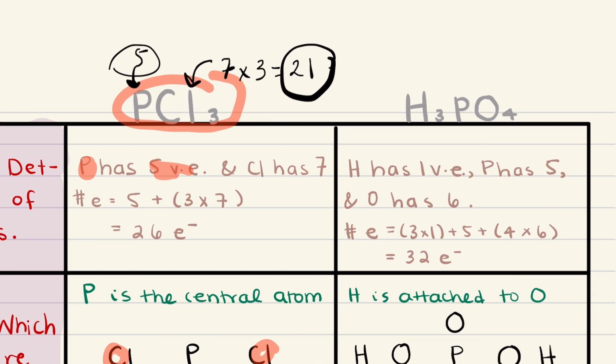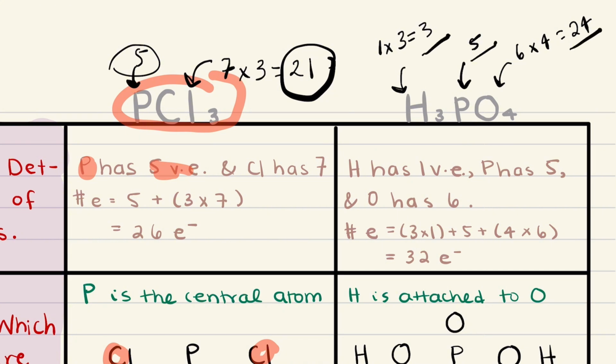Hydrogen has 1 valence electron, but we have 3 hydrogens, so that's a total of 3 electrons. Phosphorus has 5 electrons, and there's only 1. And then oxygen has 6 valence electrons, and there's 4 of them. So 6 times 4 is 24. Now we can sum this up. 24 plus 5 is 29, plus 3 gives us a total of 32 valence electrons. Now we can move into step 2.